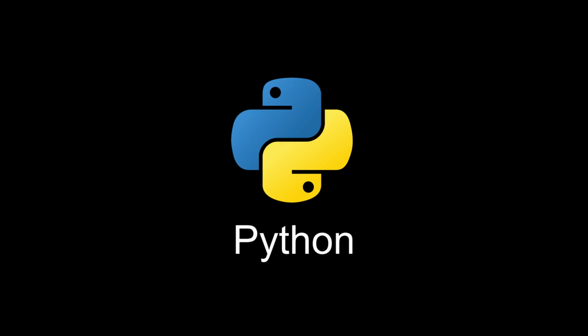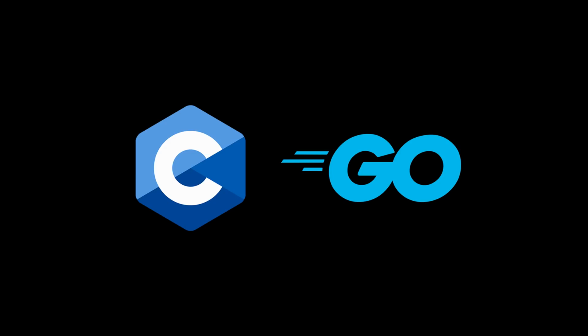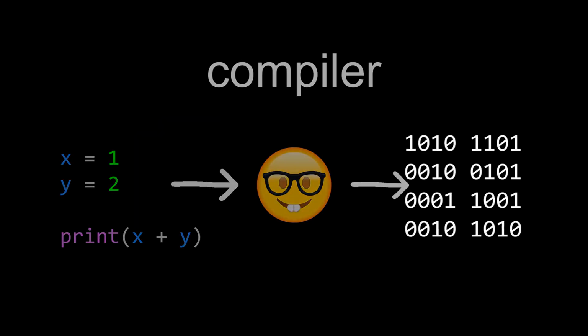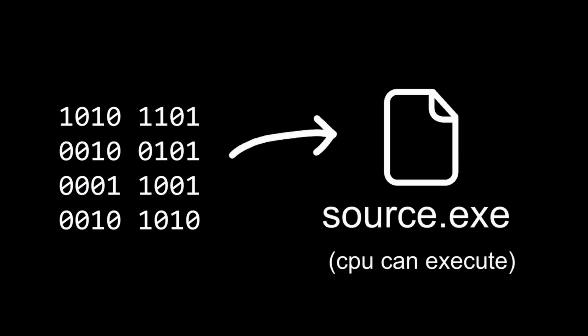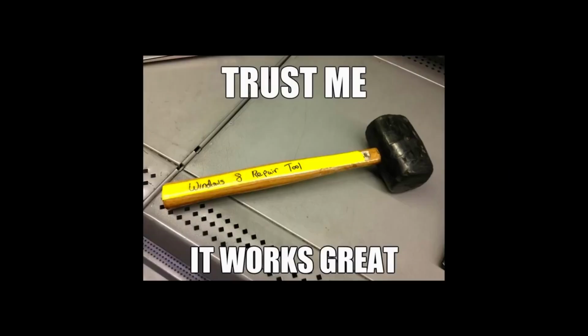Some languages like Python use an interpreter, which directly tries to execute the source code line by line. Other languages like C or Go use a compiler, which converts the entire program into machine code before putting it in a file the CPU can execute. Now, every programming language has different syntax, but there's some basic tools almost all of them have.